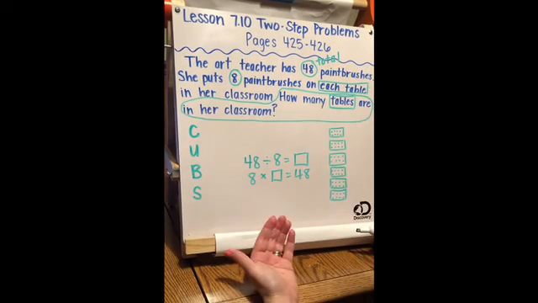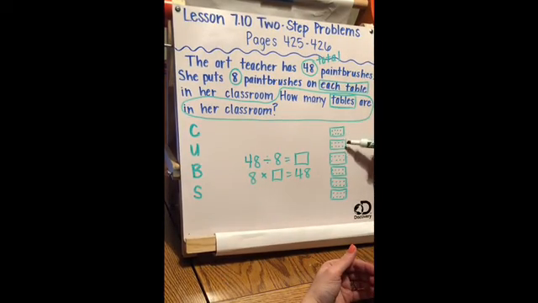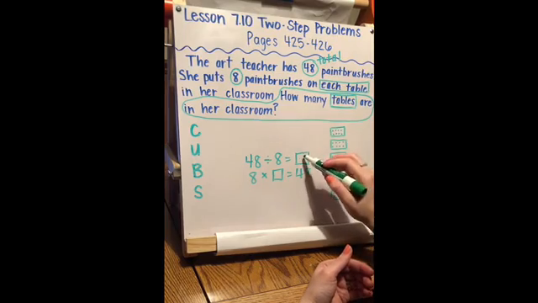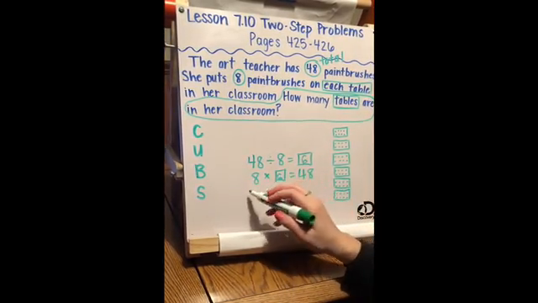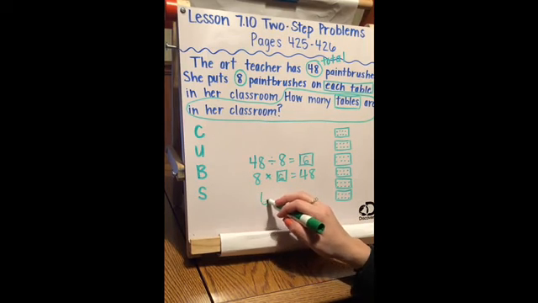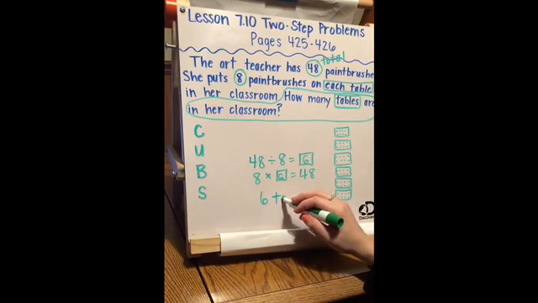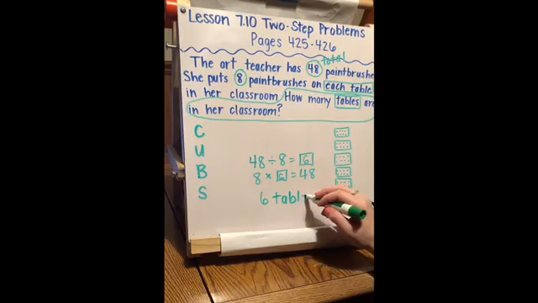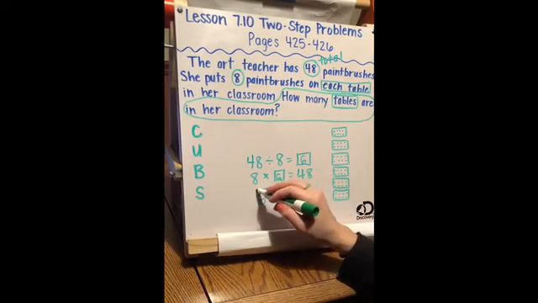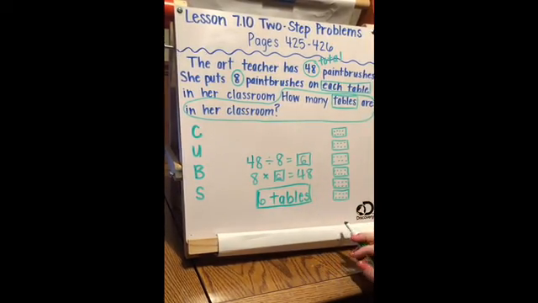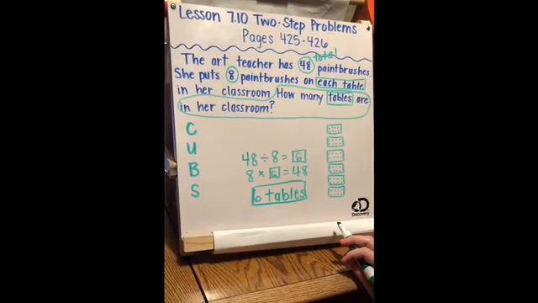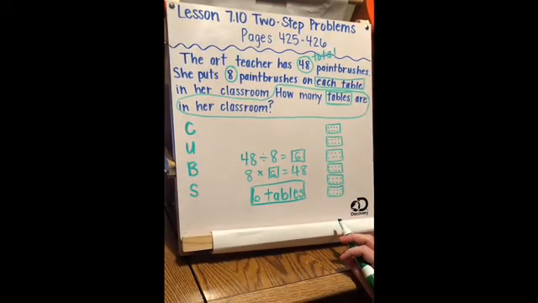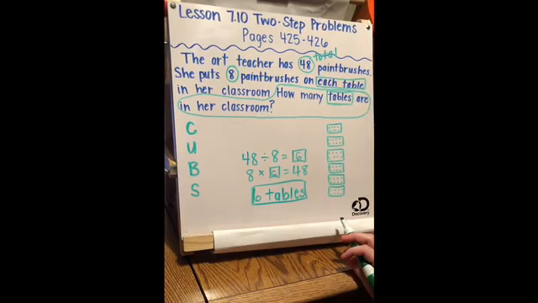And now, looking at my picture, it makes it very clear that I can see that there are 6 tables. So my final answer with my label, 6 tables.